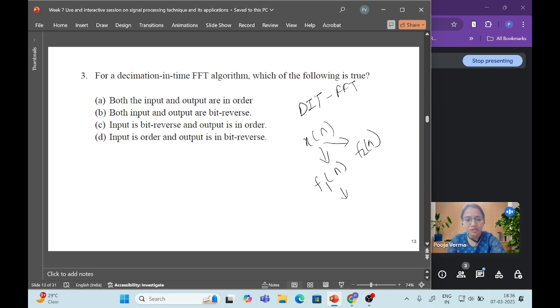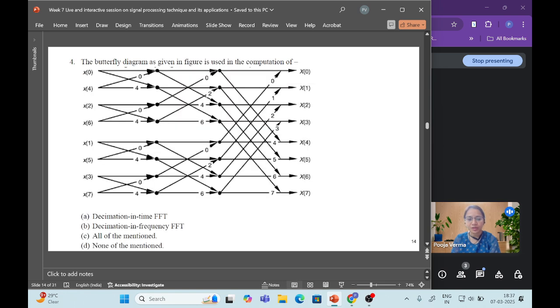So this is the even number of sequence f2n, and this one is in the odd number of sequence, 2n plus 1. Okay, so option C is the correct answer. Input is in bit reverse and output is in order. Okay, so moving to the next question.